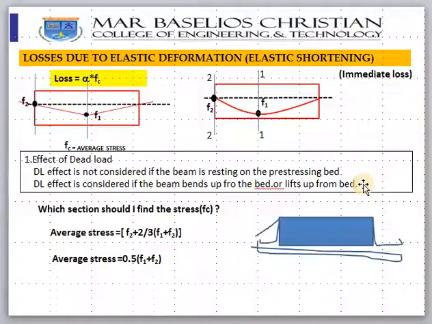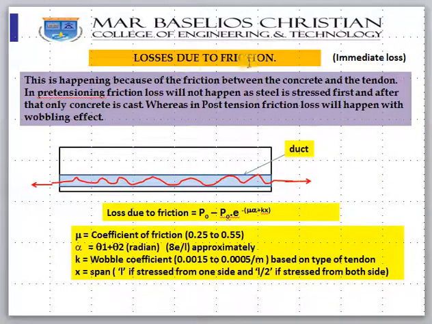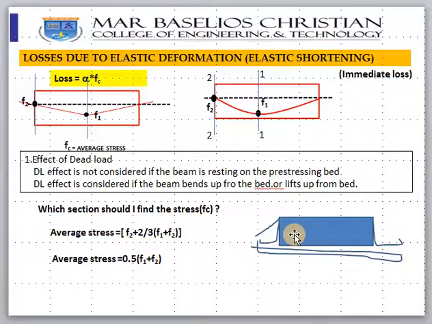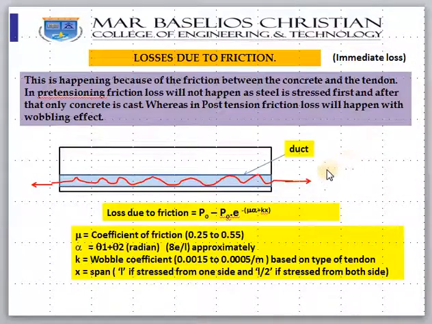So another one is loss due to friction. We have seen that in case of pre-stressing, what happens is we will catch the beam first. Let us say this is the anchor abutments. Okay, correct, no? Then we will have a steel like this, correct?